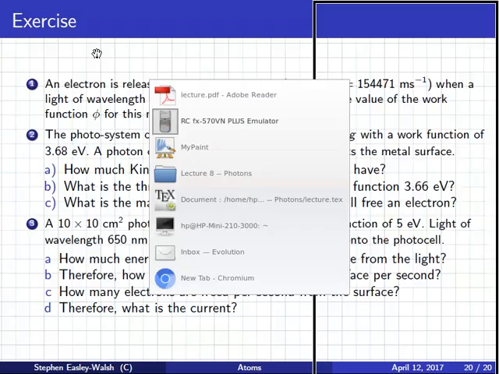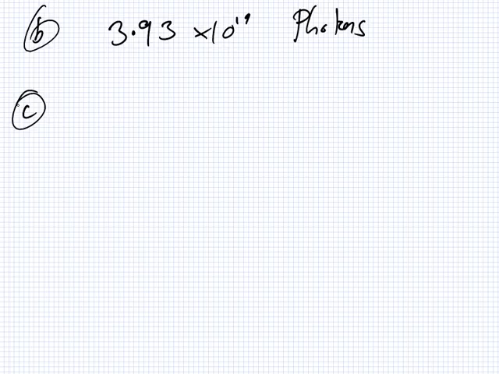That's B. Okay, C. How many electrons are released per second then? 10 watts.